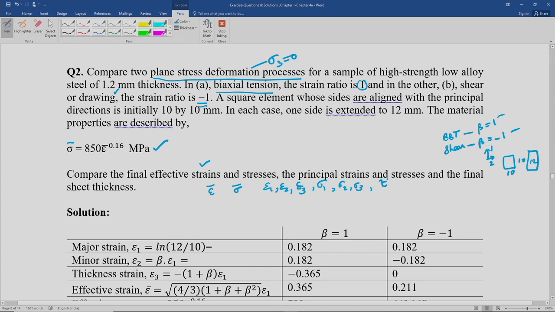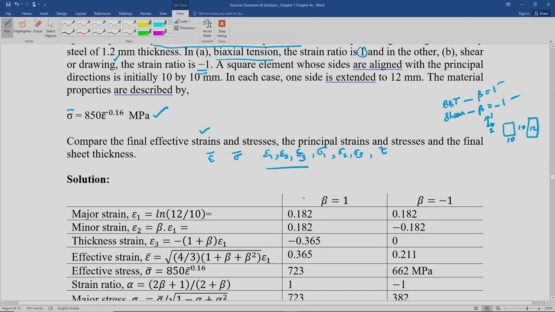Now the standard route which you followed before: dimensions are given, so naturally you have to find epsilon 1, 2 and 3 first. So how am I going to find out? Epsilon 1 is ln of 12 by 10, isn't it? So 12 divided by 10 will give me my one-direction strain, that is epsilon 1, which is going to be the same, 0.182 and 0.182. This is beta equal to 1, the biaxial testing, and this is shear.